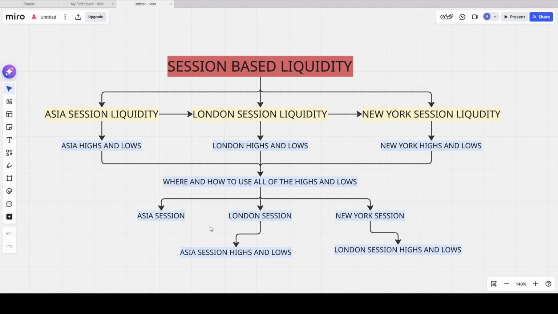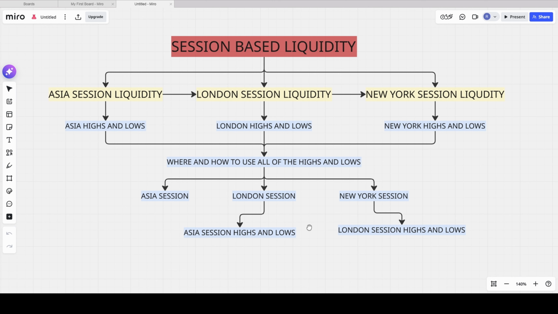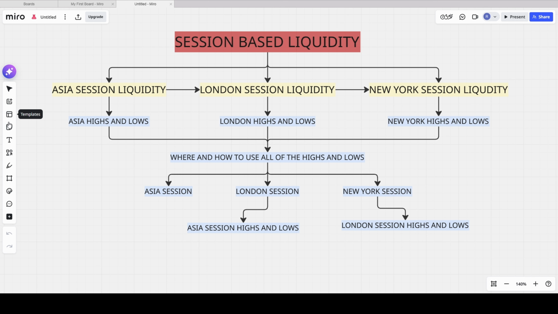There is one more important aspect to this concept that you must understand. Along with identifying and using session highs and lows, it is essential to align your trades with your overall market bias. Session liquidity by itself is not enough. It must always be used in combination with directional bias and draw on liquidity. What this means is that session highs and lows are not restricted to only the immediate next session.